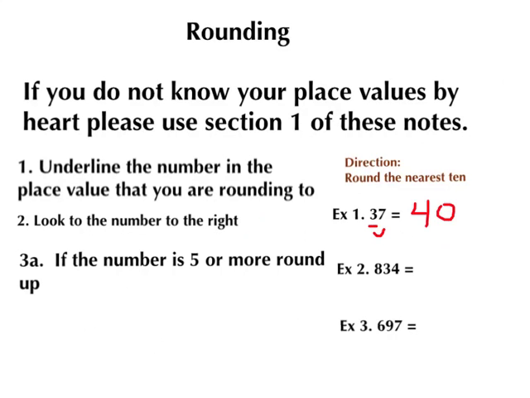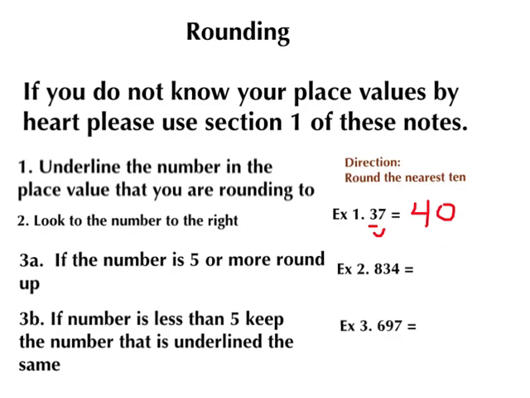Let's take a look at rule 3B. If the number is less than 5, keep the number that is underlined the same. So let's take a look at example number 2. Find the place value that's in the tens place. It's the 3 again. The 3 looks to the 4. The 4 says to the 3, you better stay. So the number 8, we're not touching it, so that stays. The number 3 now stays because the 4 doesn't tell it to go up, and the 4 changes to a 0. We just rounded to the nearest 10, 830.